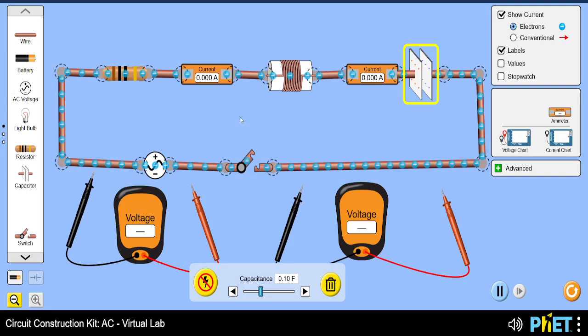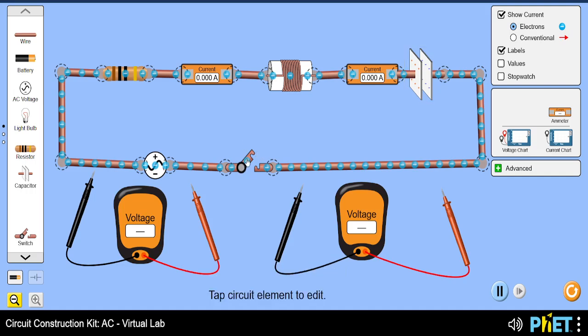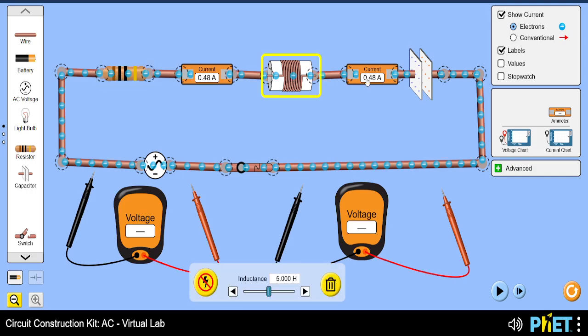Is that okay? Now, the first point I'd like you to take note of is that if I close this switch, and then I pause this, notice the value of the current on this ammeter. Can you see it's the same thing? So the first point is that whenever these 3 components are connected in series, the same current flows through the 3 of them. Is that okay? So the same current will flow through this, through this, and through this. Is that okay? All right.